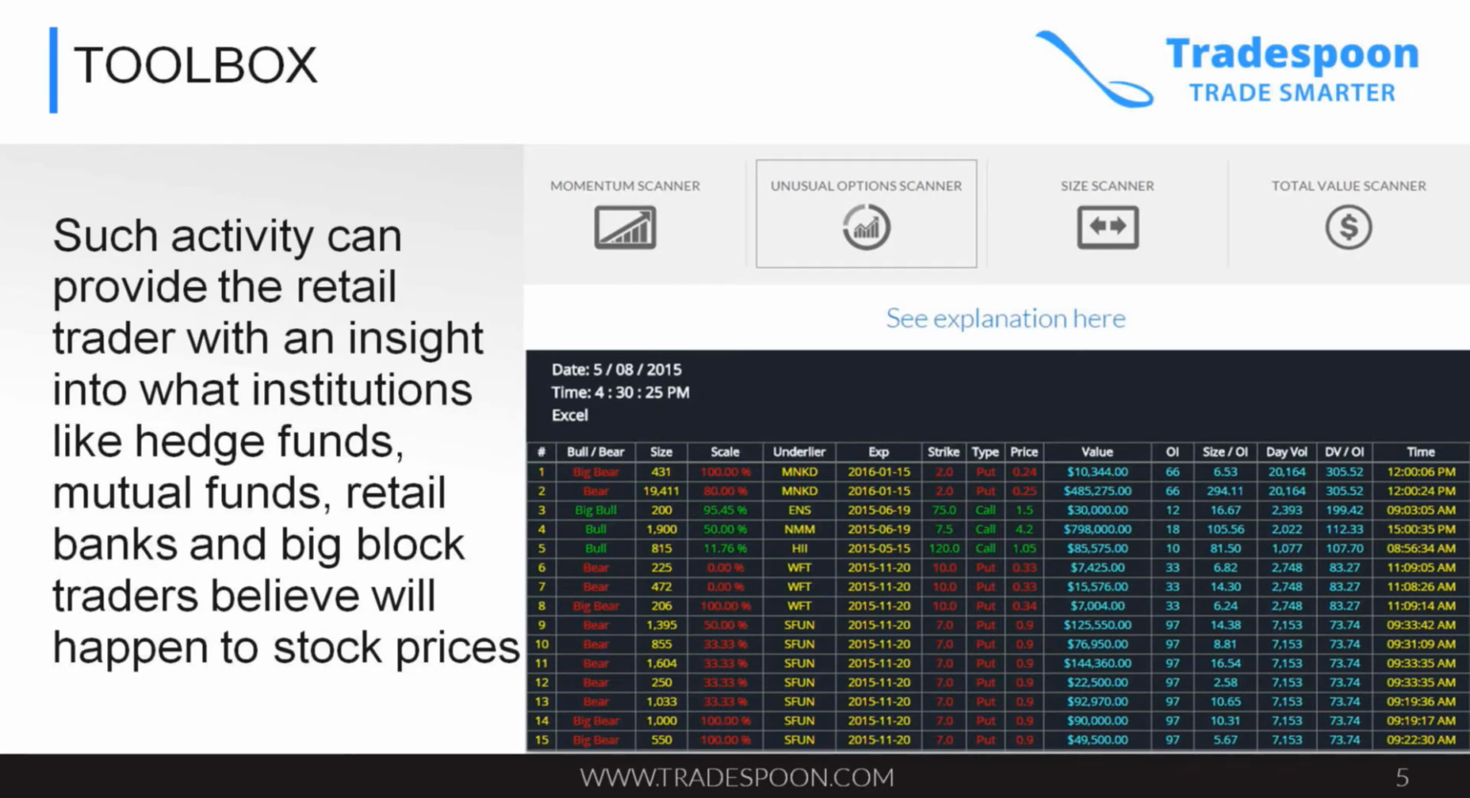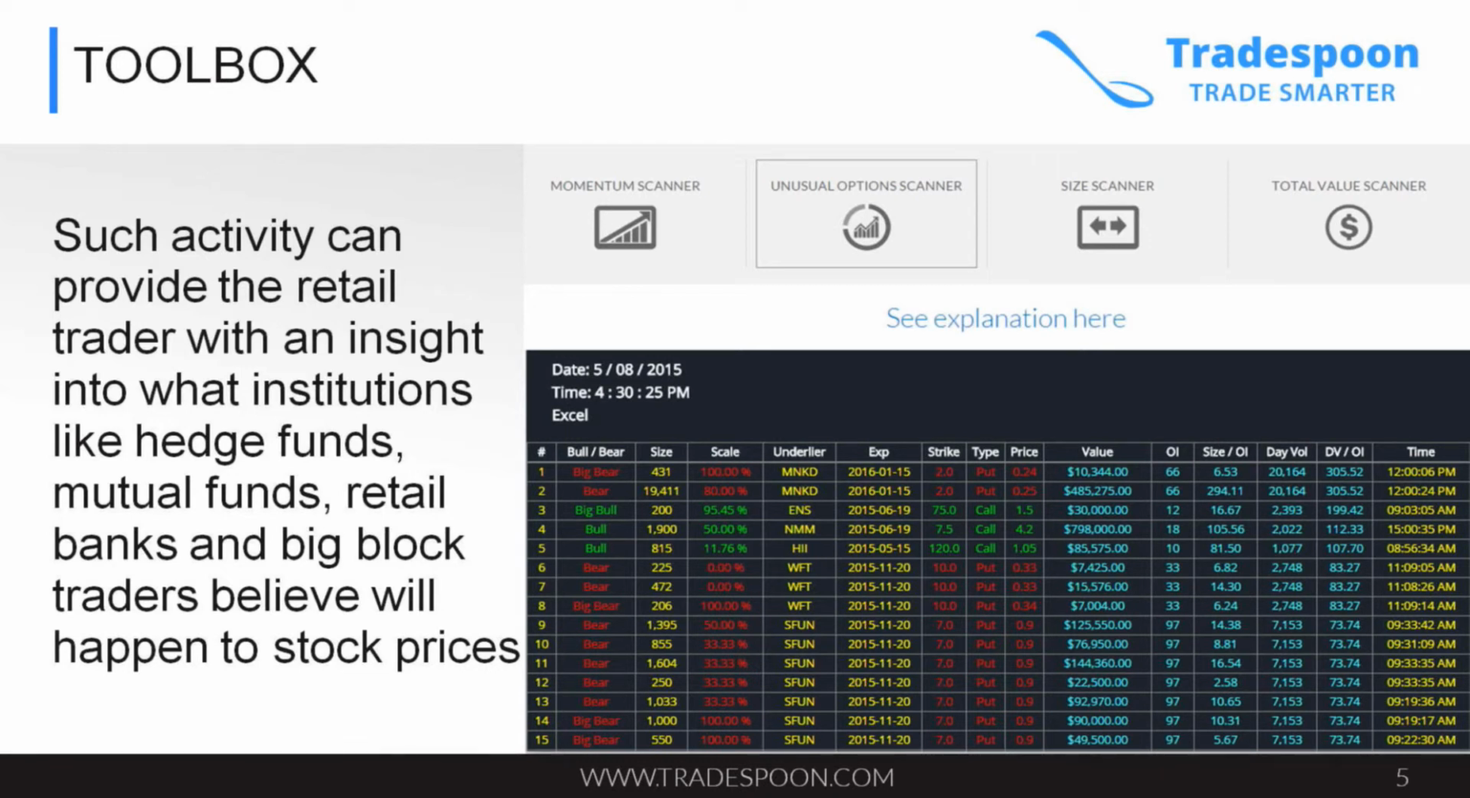How can you take advantage of this information? Well, here's an example of the unusual option scanner and activity. So you can see on your screen stocks like WFT or Mankind, MNKD. So what this means is, let's look at the first record. MNKD, January 15, 2016 expiration, strike price 2 put. That means there is an unusually high bearish activity at that specific strike.